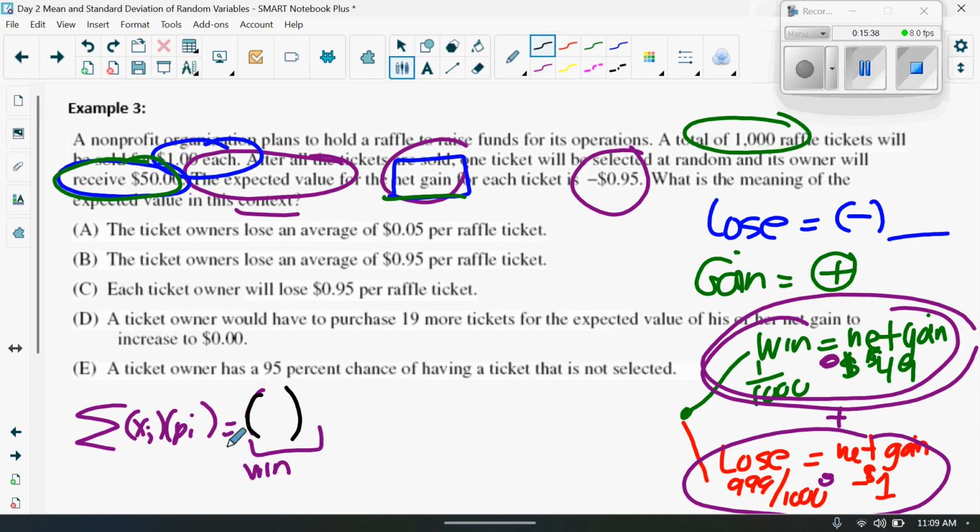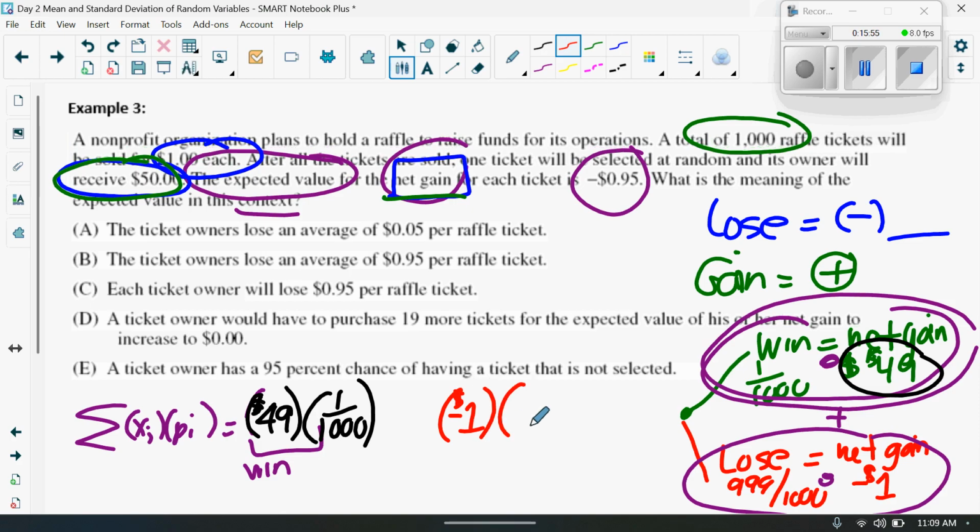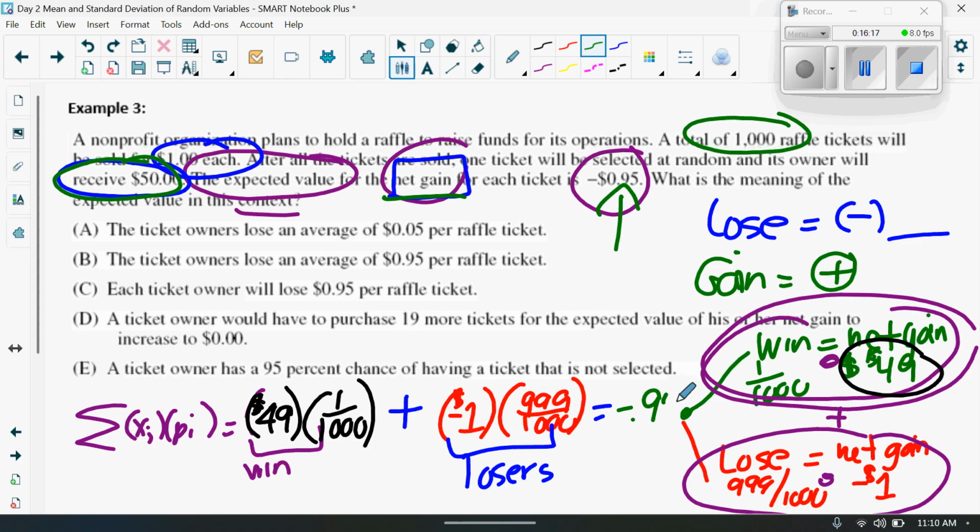So the x that you can win is $49, and its probability is 1 out of 1,000. And then the probability of losing is 999 out of 1,000, and the net gain is negative $1. So you're losing one. The probability of that is 999 out of 1,000. So what we're going to do is multiply, multiply, and add. These are the losers. There are 999 of them, and there's one winner, and then you would add it up. And guess what you're going to get? You're going to get the negative 0.95 as your mean or expected value.